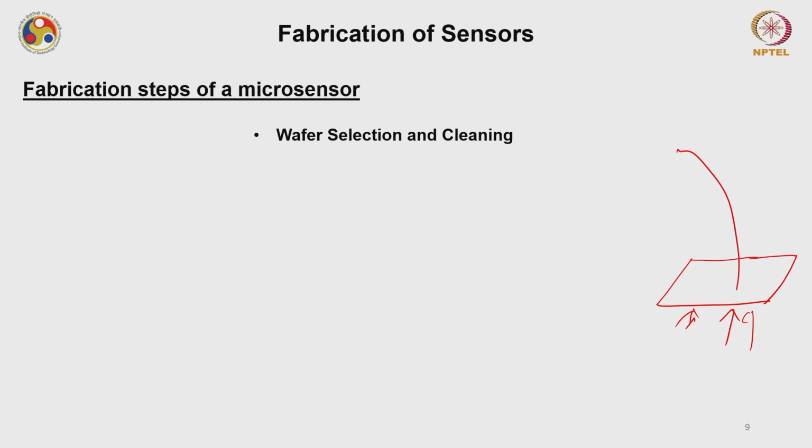Okay, and the most important part is its cleaning. So we'll see how to select a wafer and how to clean it. The subsequent step is photolithography. In this process, we are going to pattern the IDE that you have seen.